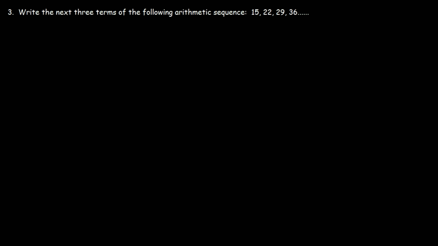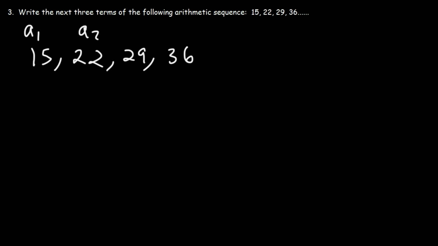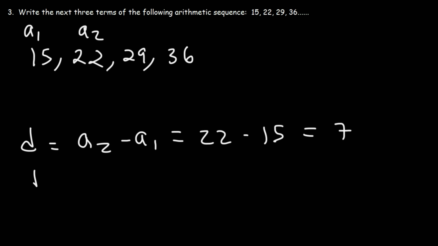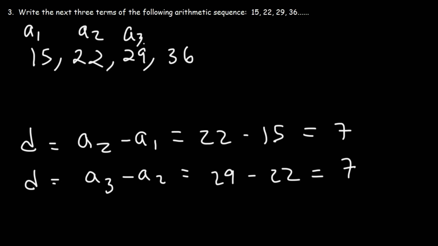Number 3, write the next 3 terms of the following arithmetic sequence. In order to find the next 3 terms, we need to determine the common difference. A simple way to find the common difference is to subtract the second term by the first term. 22 minus 15 is 7. Now, just to confirm, we need to make sure that the difference between the third and the second term is the same. 29 minus 22 is also 7.